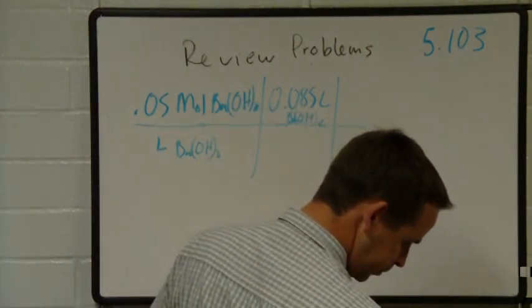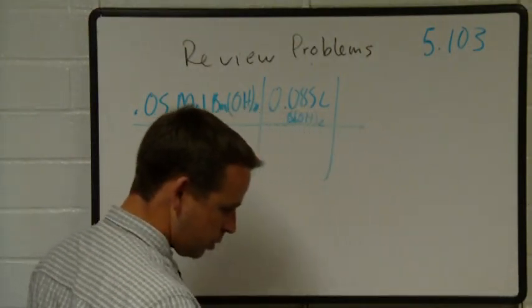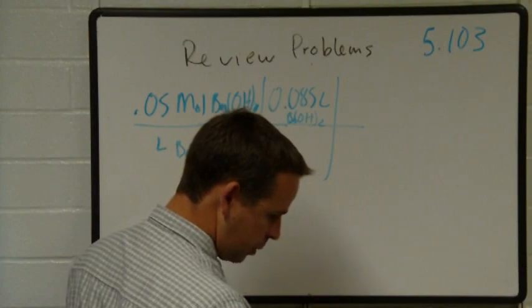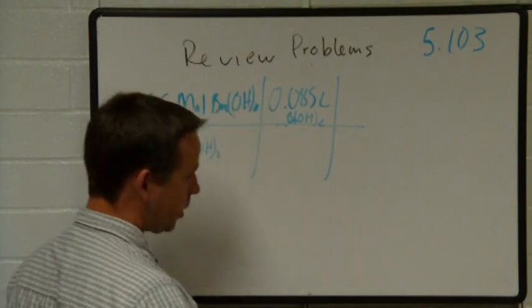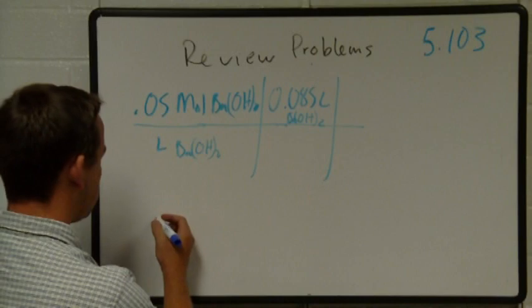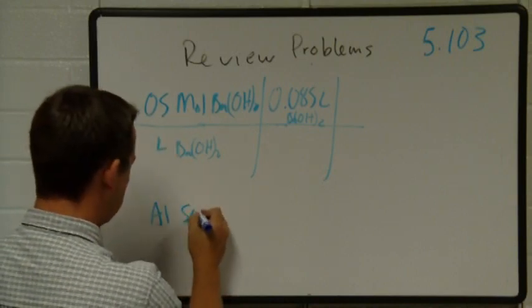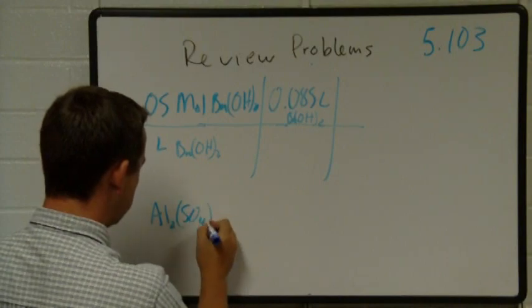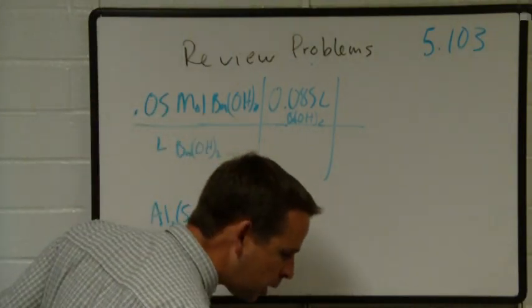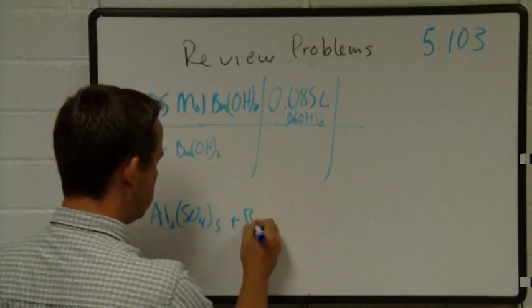And we need to know the ratio, right? A student planned to react that with that. How many grams of aluminum sulfate are needed? Well, we need to know the ratio now. So we'll do our aluminum sulfate, Al2(SO4)3, plus barium hydroxide.